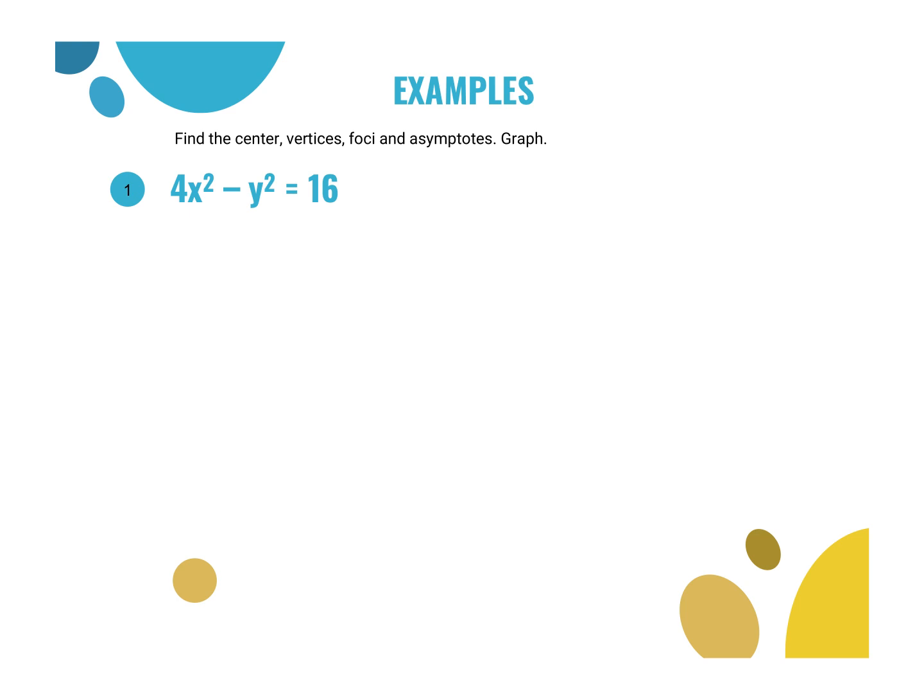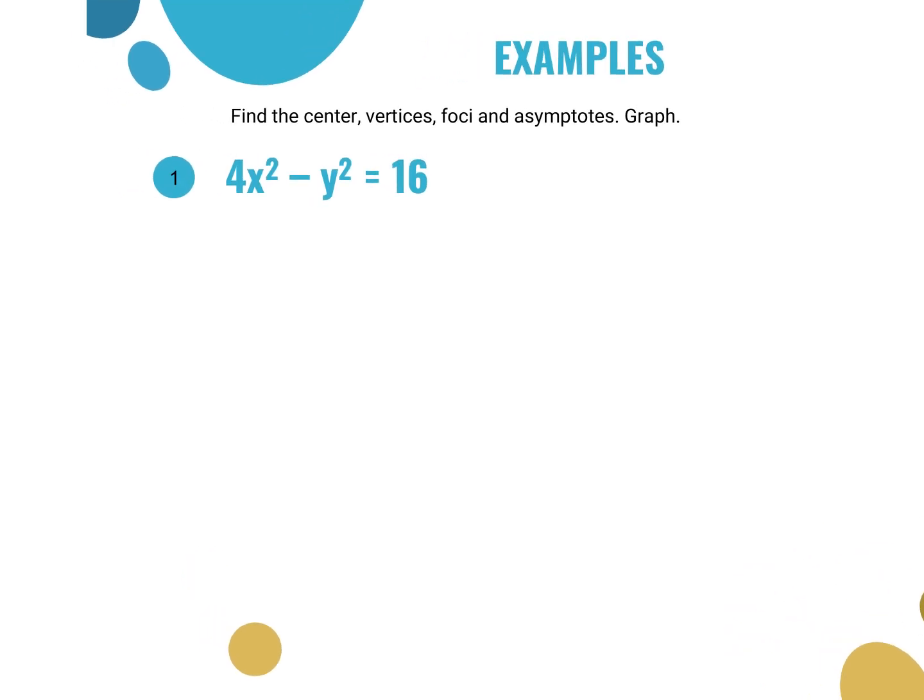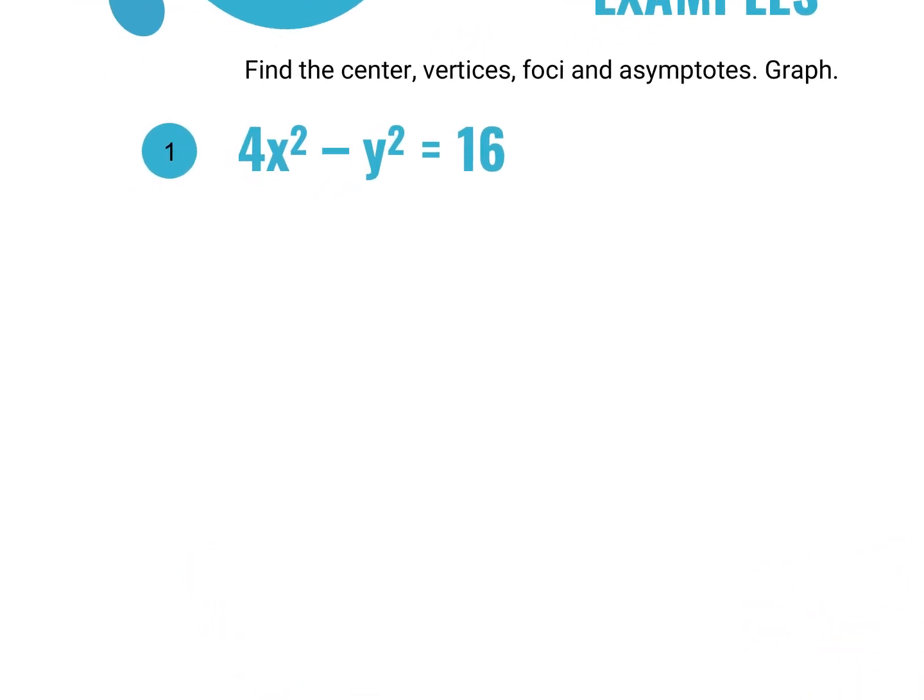So at number 1, we want to find the center, vertices, foci, and asymptotes, and graph it. So similar to our ellipses, this has to be equal to 1 before we can start finding everything. So what would I need to do to make this equal to 1? Divide everything by 16. Perfect. So we get x squared over 4 minus y squared over 16 equals 1.